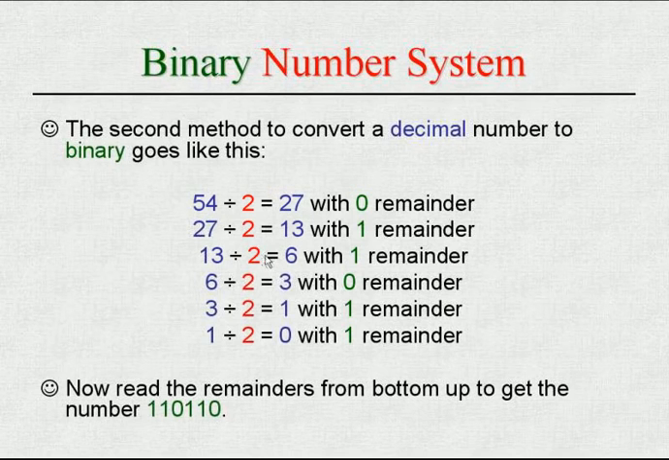13 divided by 2 is 6 with 1 remainder. 6 divided by 2 is 3 with no remainder. 3 divided by 2 is 1 with 1 remainder. And then 1 divided by 2 is 0 with 1 remainder, this one here that you had. So now that you have this number here, you can read it upward. And you get 110110. And you notice it's the exact same number that we got from the previous technique.